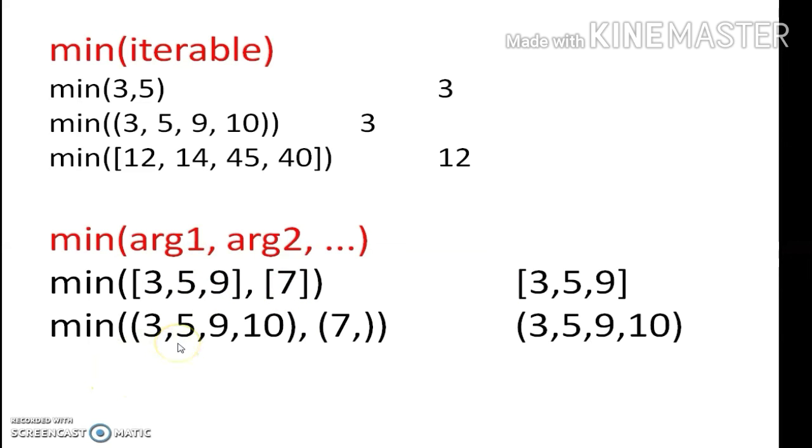In the second example, the first tuple is 3, 5, 9, 10 and the second tuple is 7. In this case, the tuple that begins with the smallest number will be returned. So the first tuple's first element is 3. That's why this is the smallest element, and this tuple will be returned as the answer.